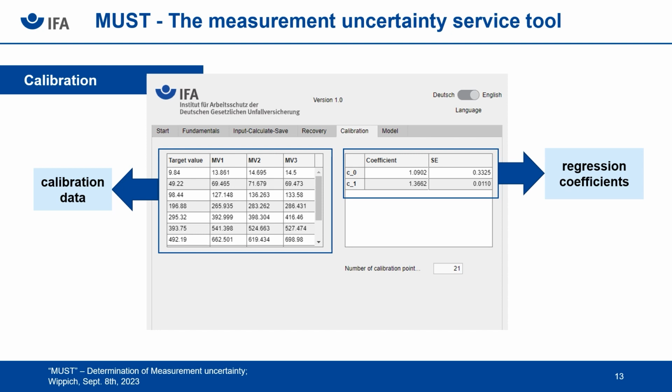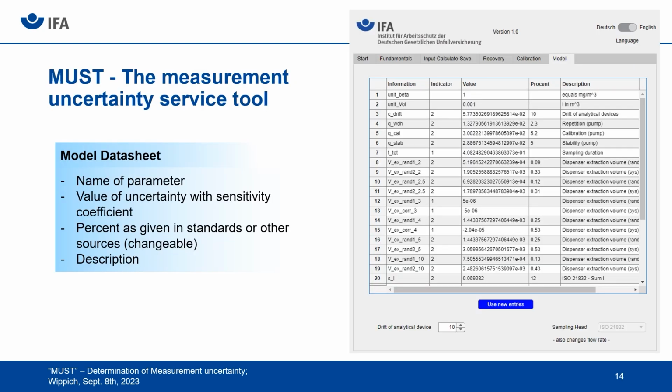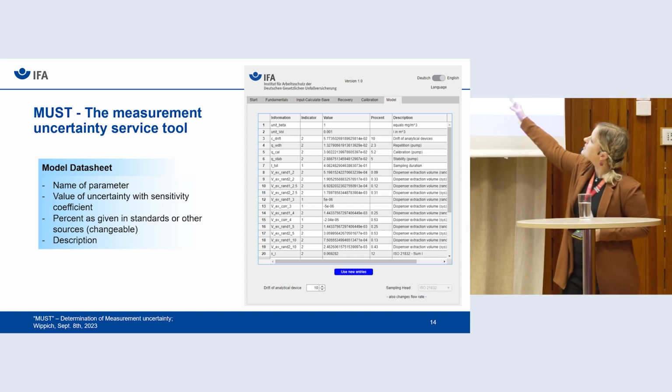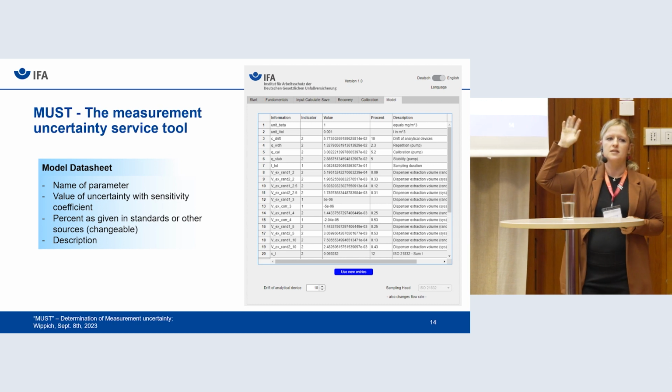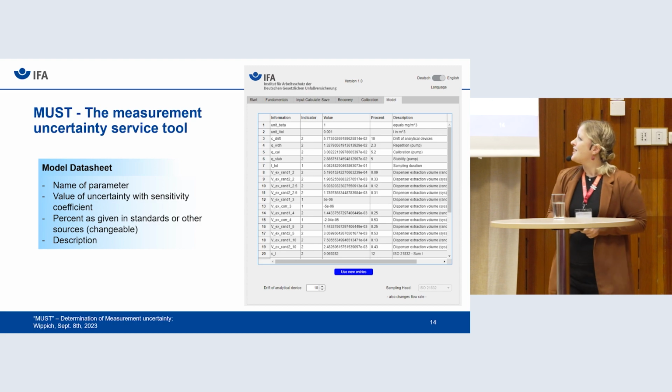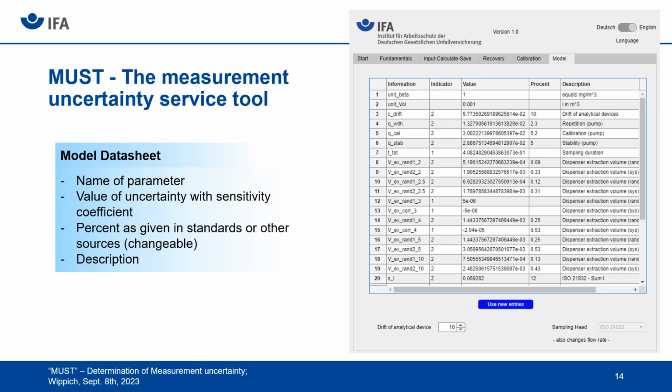When everything is fine here, you can switch to the model data sheet. This is also prepared by us beforehand, a new model data sheet for each method. Here you can see the name of the parameter, the value with respect to the sensitivity coefficient in this column, the description of the parameter, and the percentage, which you can gather from the ISO standards or your calibration certificates. If you have questions, please read the manual or ask me. It's complicated, but we try to figure out anything.